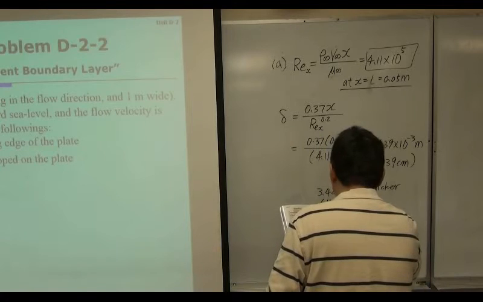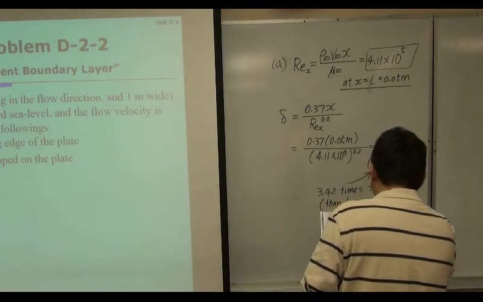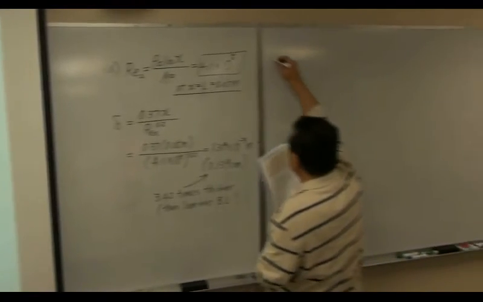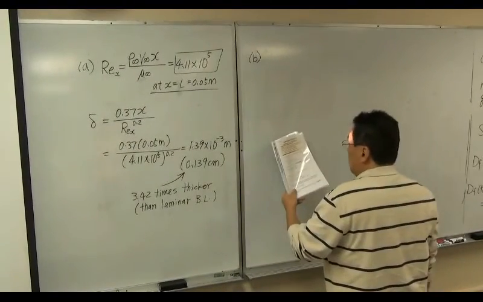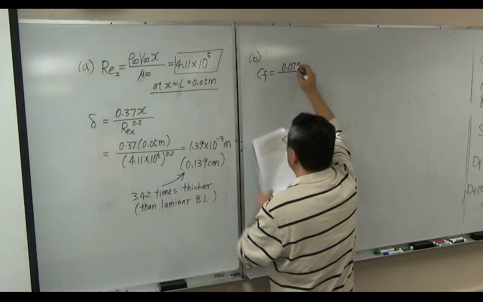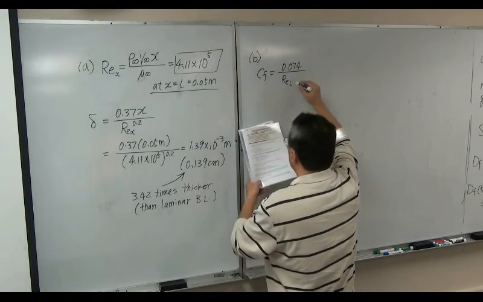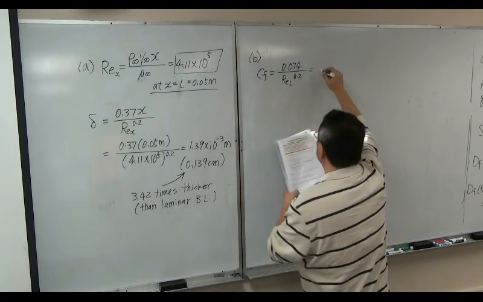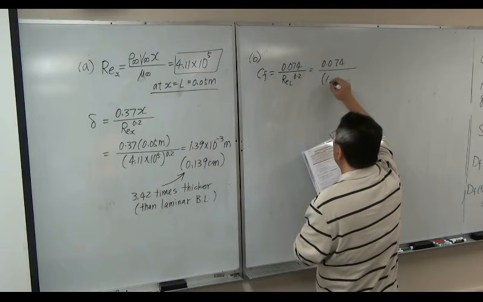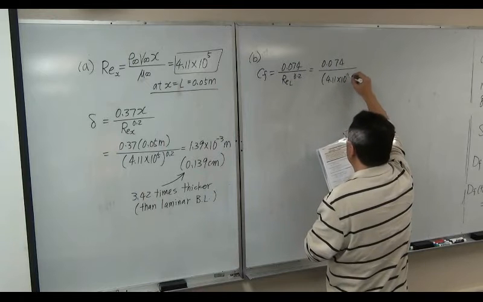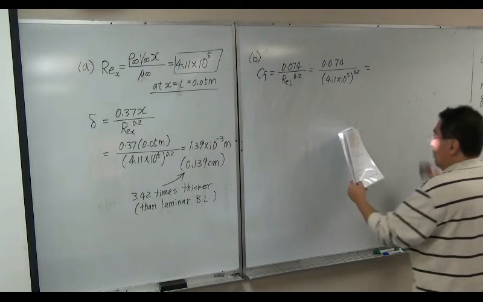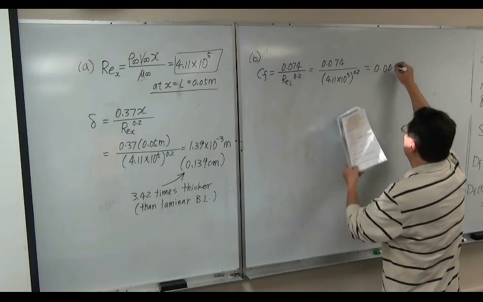Now, the laminar boundary layer. So what about the total skin friction drag coefficient? CF is 0.074 divided by Reynolds number L to the power of 0.2. That is 0.074 divided by 4.11 times 10 to the 5 to the power of 0.2, which is equal to 0.00558.